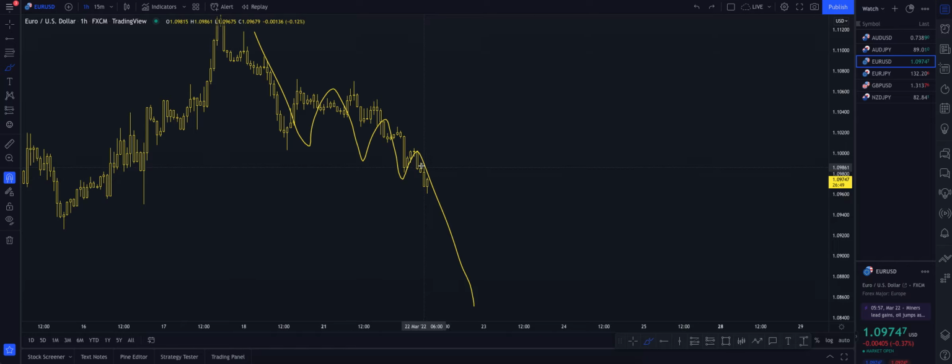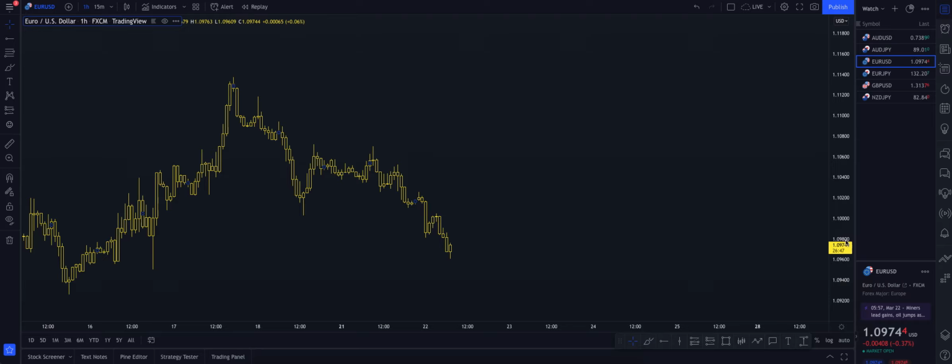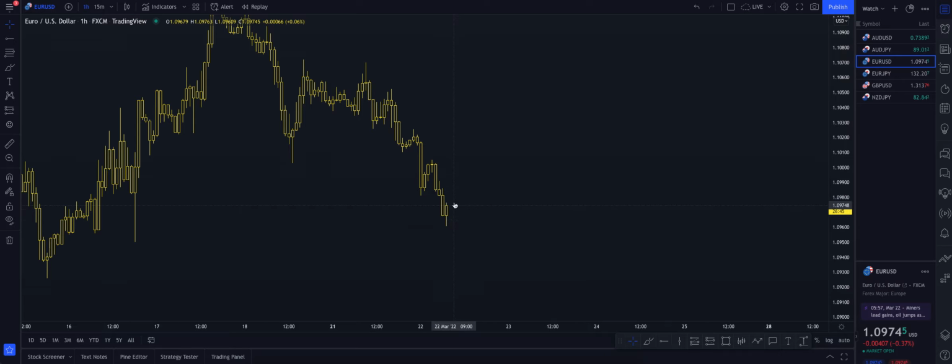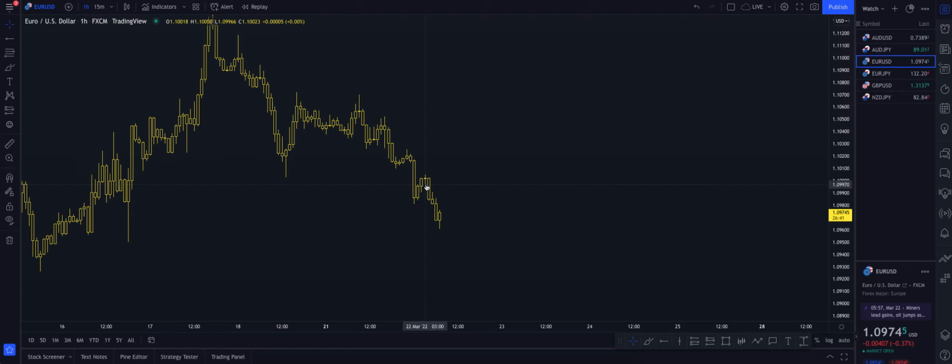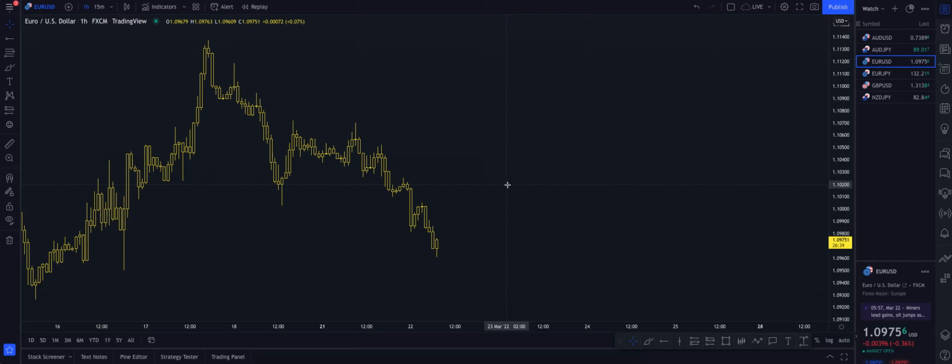So again, for now, I'm sitting on my hands, being patient with this pair. Okay, we can see we're starting to retrace quite aggressively. We've got the wick. So again, I want to see a little bit better price action and be a little bit more patient on the Euro US dollar.